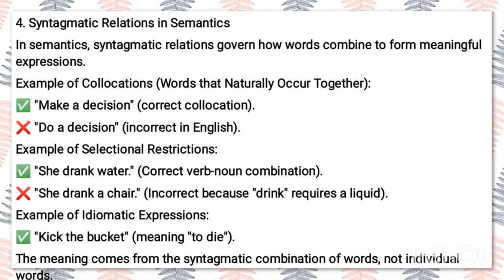Next one is examples of selectional restrictions. Correct sentence is she drank water. The verb drink requires a liquid as its object, so water fits perfectly. However, she drank a chair is semantically incorrect because drink doesn't select an object like chair.